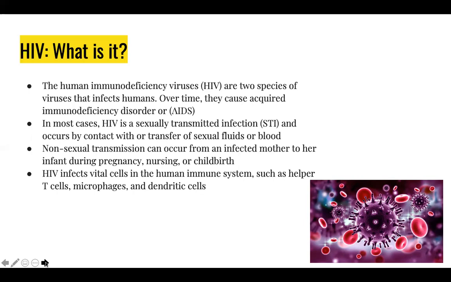HIV infects vital cells in the human immune system, such as helper T cells, macrophages, and dendritic cells. It attacks helper T cells, macrophages, and dendritic cells, which affect the humoral response in the immune system.